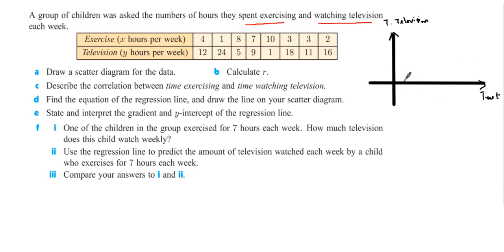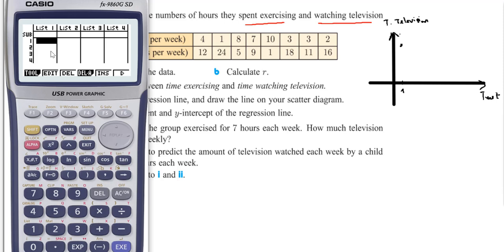Okay, so if it's 1 hour, it will be 24. So you just put the point. Let me show with the calculator. Let's do it with the calculator. Now if I input the numbers for the first one, 4, 1, 7, and for the second column, 12.